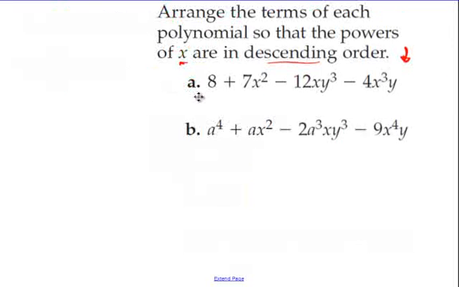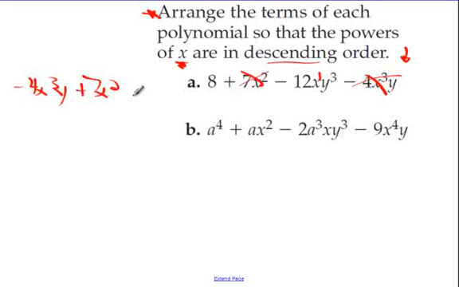Typically when we write our answers, we will be descending, and again, we will use x. So this is a really good example of how we're going to write our final answers once we start doing the sum and the difference of these polynomials. So I'm again looking at x's, so x squared, x to the first, x to the third, no x's, so the highest one is x to the third, so negative 4x to the third y, x squared, so plus 7x squared, minus 12xy cubed, and plus 8.